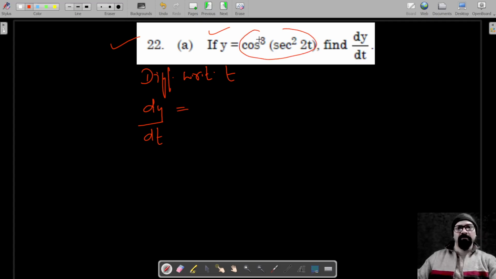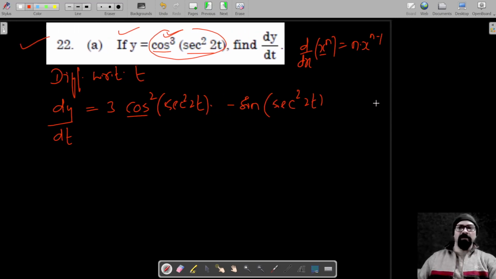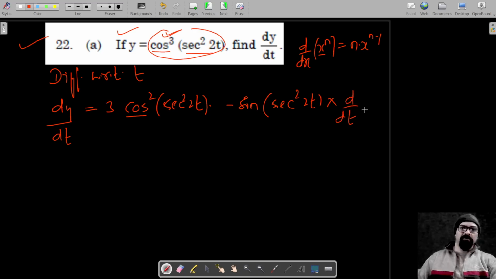Now this is a differentiation of the form x raised to the power n, where x is cos of secant square 2t and n is 3. So this is n into x raised to the power n minus 1. So n is 3, 3 into cos square raised to the power secant square 2t. Now the differentiation of cos is negative sine, so this is negative sine of secant square 2t, and now we have to differentiate secant square 2t with respect to t.